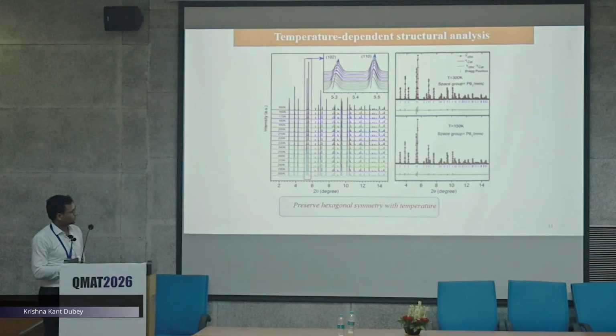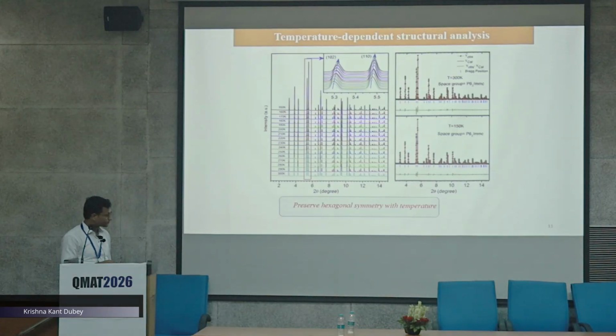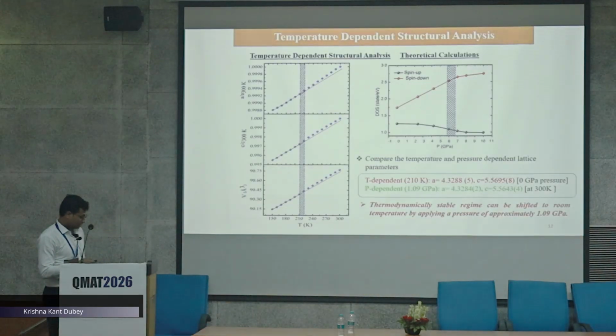So this is the fitting of the high temperature, meaning room temperature, and low temperature data, and this is fitted with the P6_3/mmc space group. So we plotted the lattice parameter as a function of temperature and volume as a function of temperature.